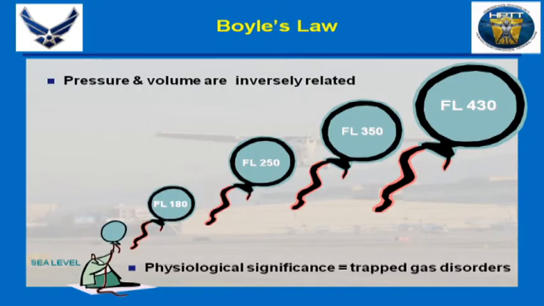Boyle's law states that pressure and volume are inversely related. As you ascend in altitude, gas expands, and as you descend, it contracts. This is because the changes in partial pressure directly affect the volume of the gas. Wet gas will double in volume at 16,500 feet and dry gas at 18,000 feet. Because wet gas is prevalent within our body, we need to understand the implications of this gas expansion.